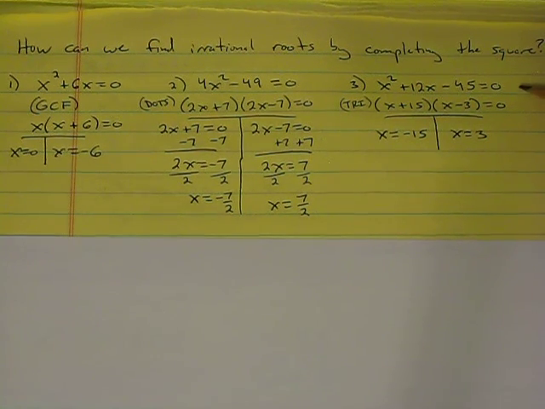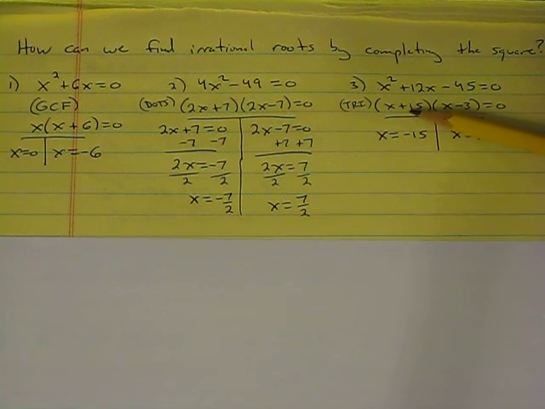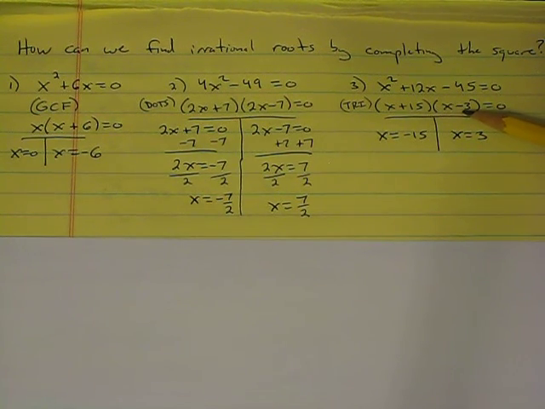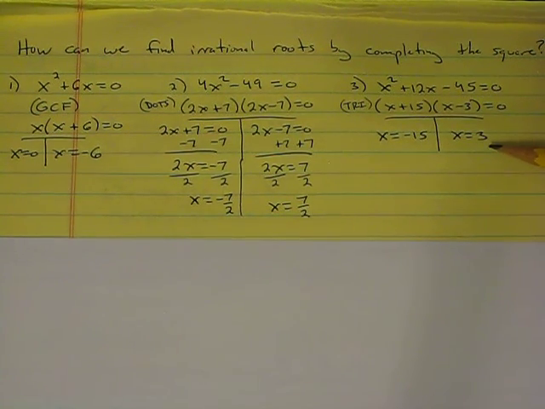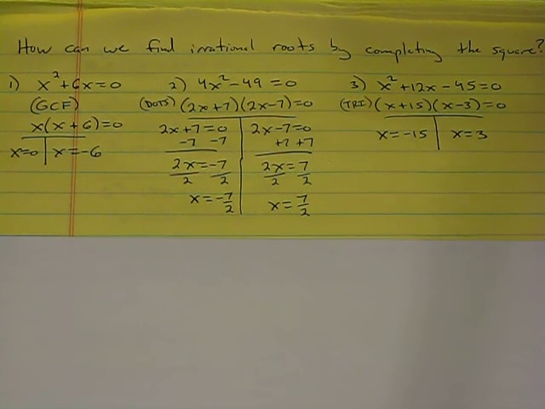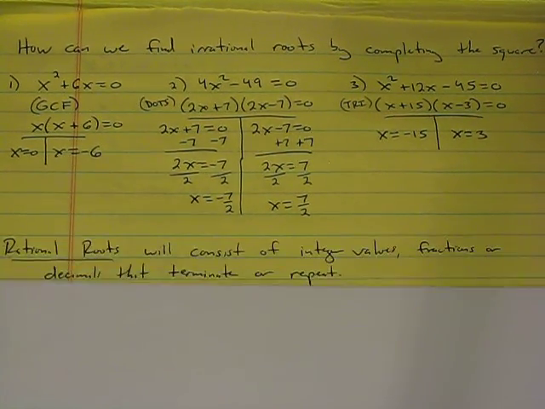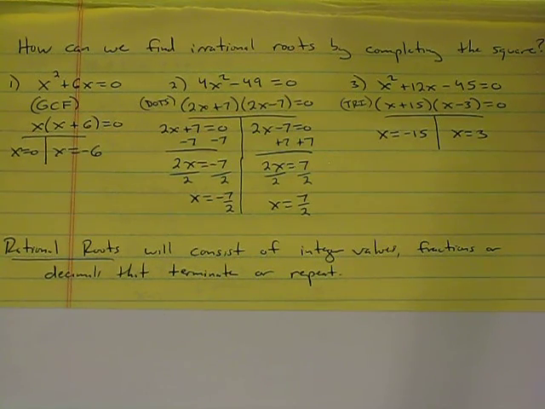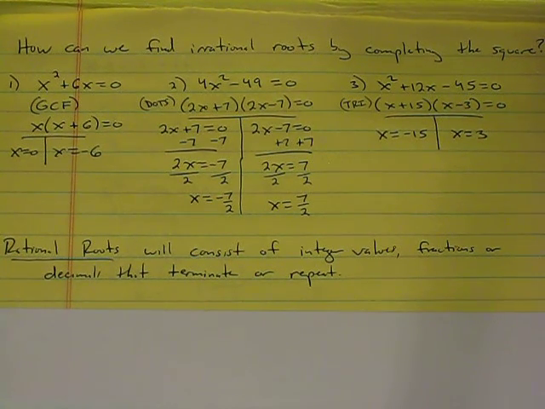Over here we have a basic trinomial, which we could factor, x plus 15, x minus 3, so negative 15 and positive 3. Those are integer values. That makes them rational. So by definition, rational roots are simply roots that will consist of integer values, fractions or decimals that terminate or repeat.